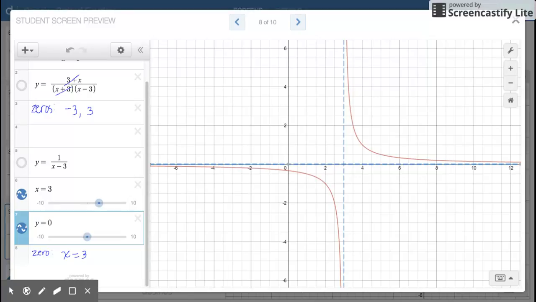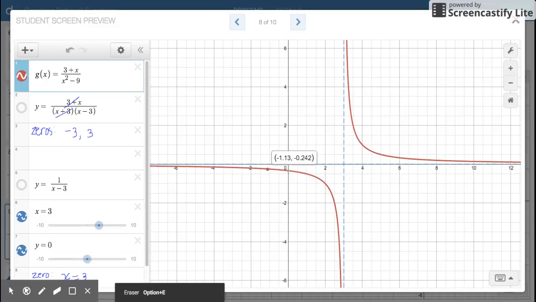negative 3. So if we look at negative 3 in the graph, negative 3 is right here. Again, we see a hole in the graph at x equals negative 3. So just like the previous function, the zero of the factor that we canceled represented a hole in the graph, and the zero of the denominator of the simplest form, we see there the vertical asymptote.